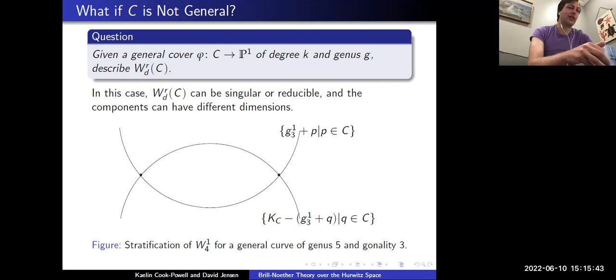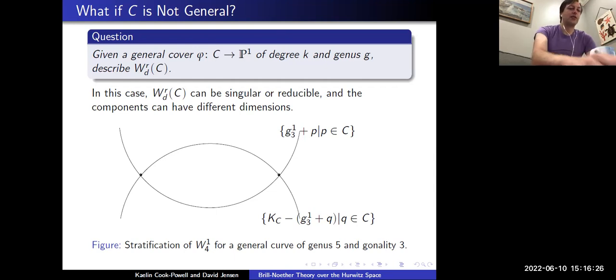It's a little bit harder to see that all of the line bundles of degree 4 and rank 1 on the curve are of one of these two types. There's different ways you could do this. You could use the base point free pencil trick. But it turns out to be true. So W14 looks like this, and in particular, you see it has 2 components. It's singular. This is a case where the components have the expected dimension, but we're already starting to see some bad behavior that we didn't see when curves are general.